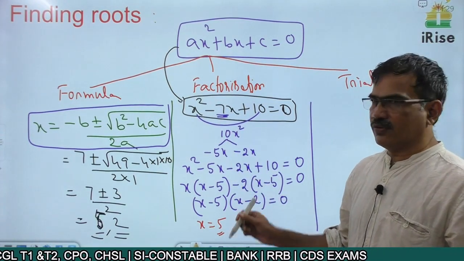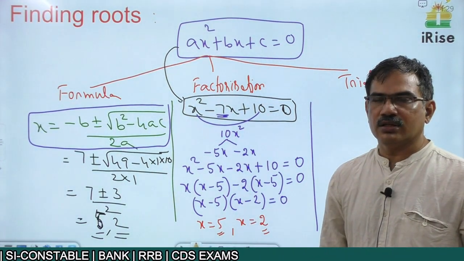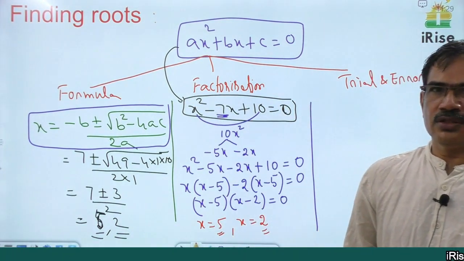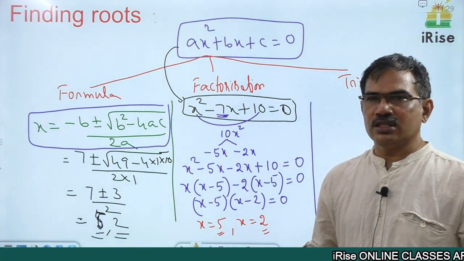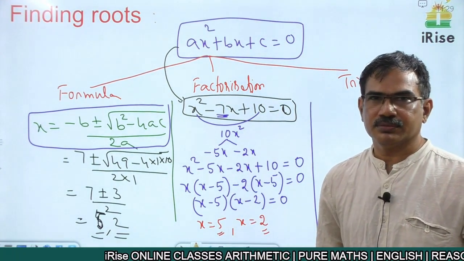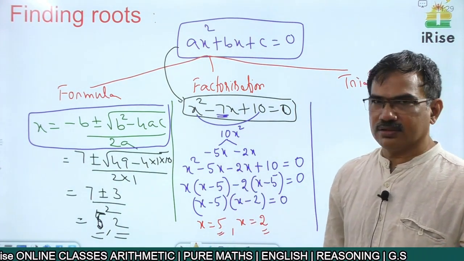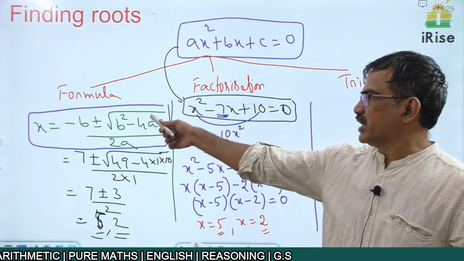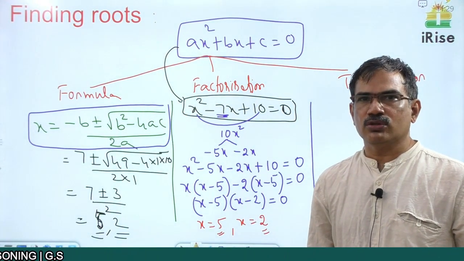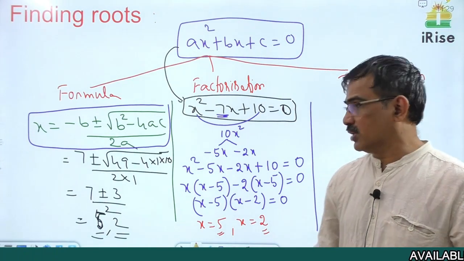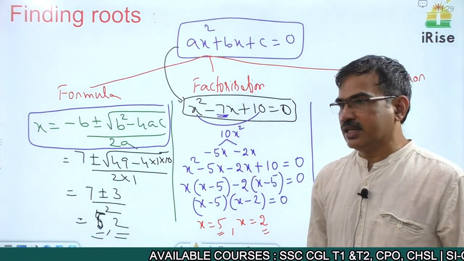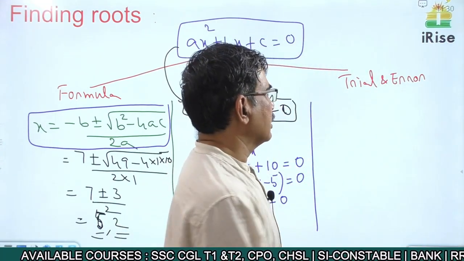This is the way of finding the roots of a quadratic equation using factorization. Generally, factorization is easy if the roots are rational numbers, otherwise somewhat difficult. The best method is the formula to find the roots of a quadratic equation, but this is also important to solve some questions. Next, what about the third one, the trial and error method?